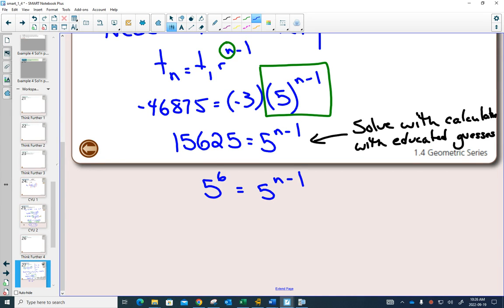And here, too, you should now be able to just look at this and tell me what n is. If 5 to the 6 equals 5 to something minus 1, what does the something have to be to make it equal to 6? It has to be 7. Okay. So we did all of that first just to get n. And now we know there's 7 terms.